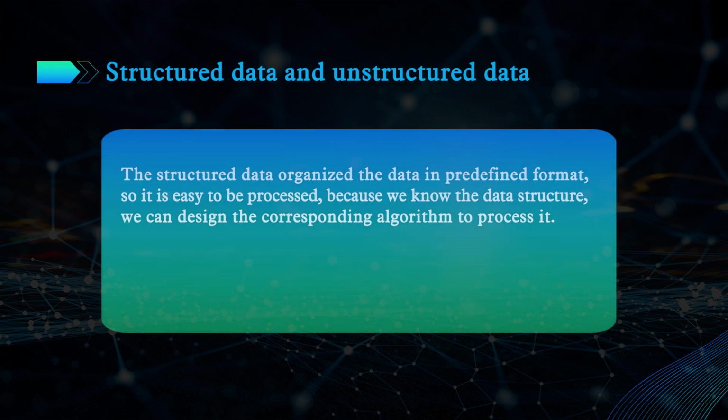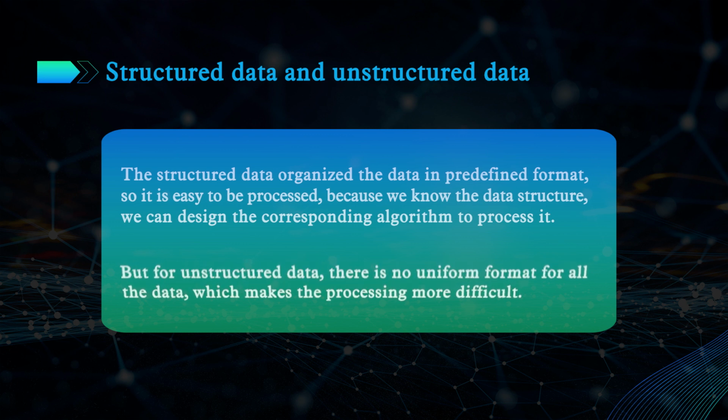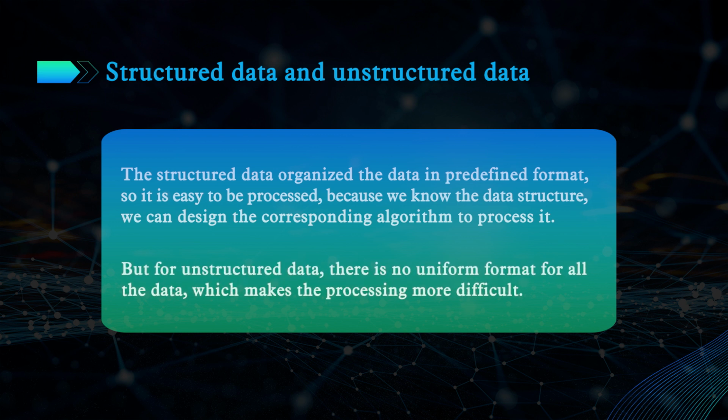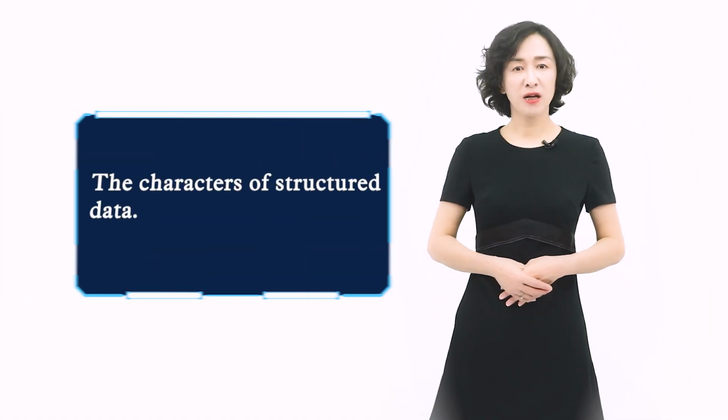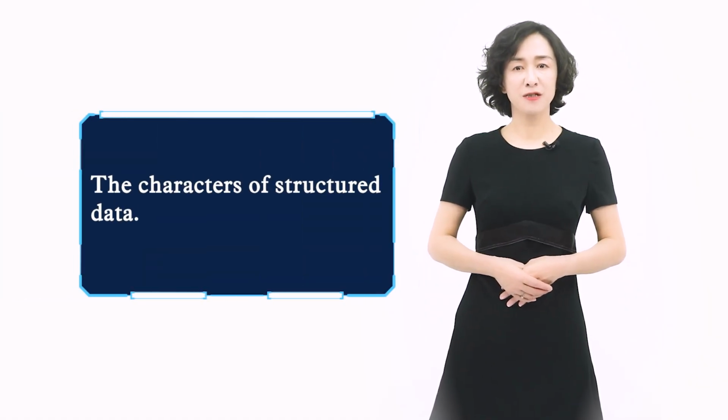The structured data organizes the data in a predefined format, so it is easy to process. Because we know the data structure, we can design the corresponding algorithm to process it. But for unstructured data, there is no uniform format for all the data, which makes the processing more difficult. Let's talk about the characteristics of structured data first.